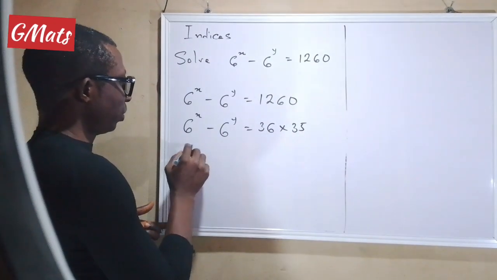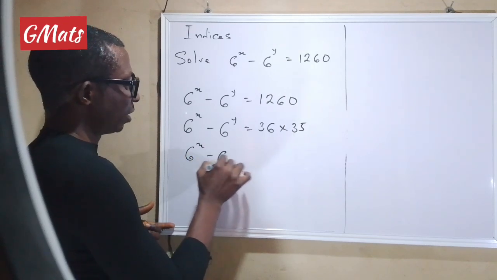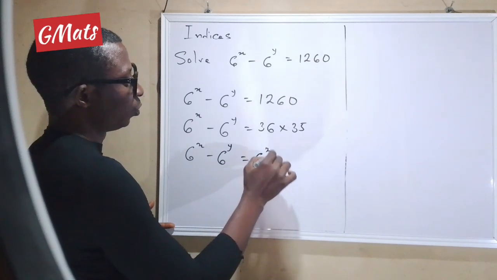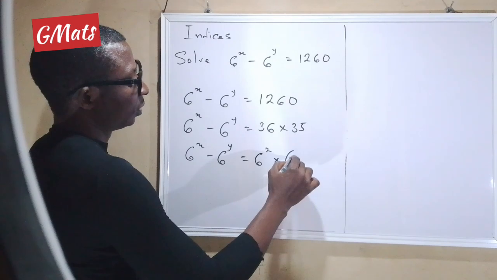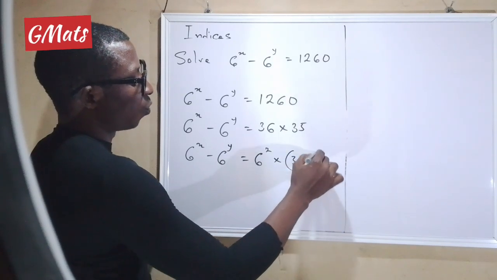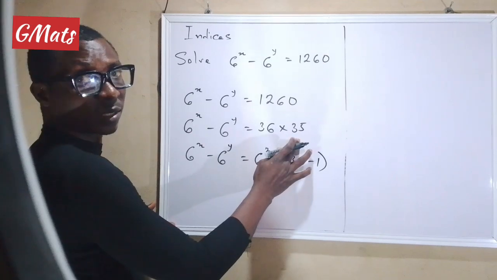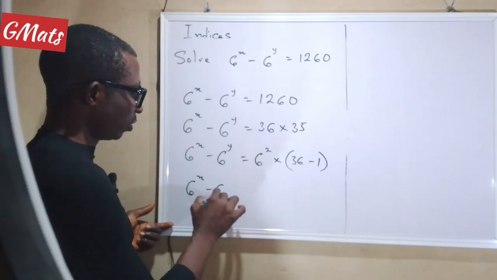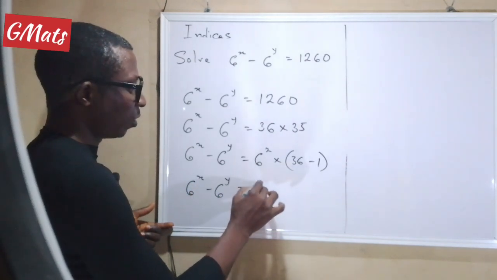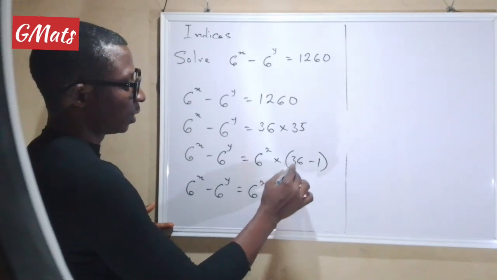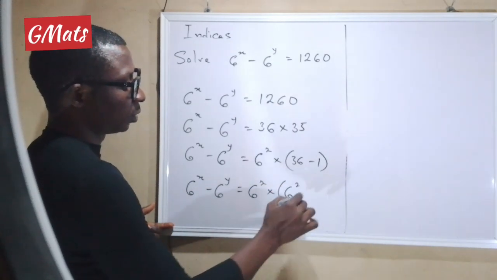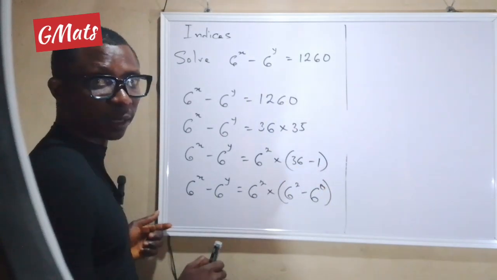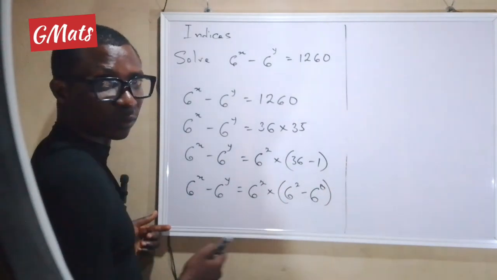So this will be 6 raised to the power of x minus 6 raised to the power of y equals 6 raised to the power of 2 times (36 minus 1). 36 minus 1 is still the same thing as 35. So we have 6 raised to the power of x minus 6 raised to the power of y equals 6 raised to the power of 2 times, now this is (6 raised to the power of 2 minus 6 raised to the power of 0). That's the same thing as 1. So we have expressed everything in terms of 6 now.